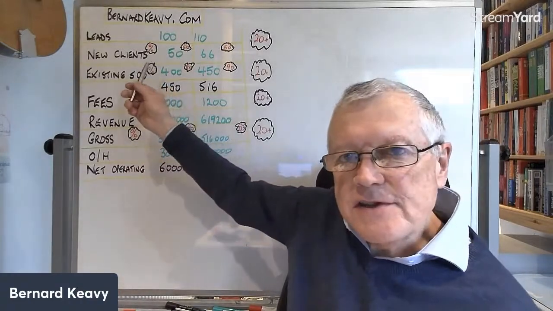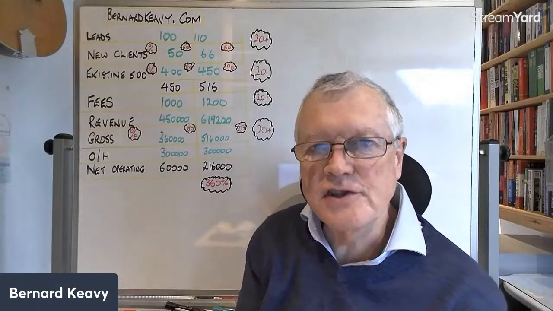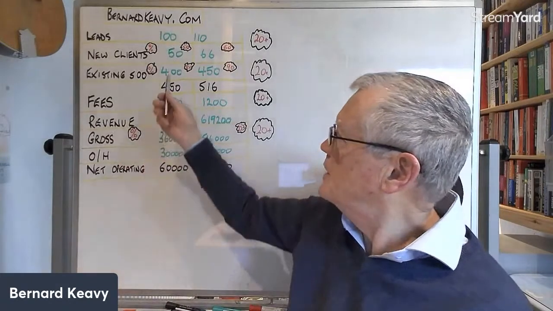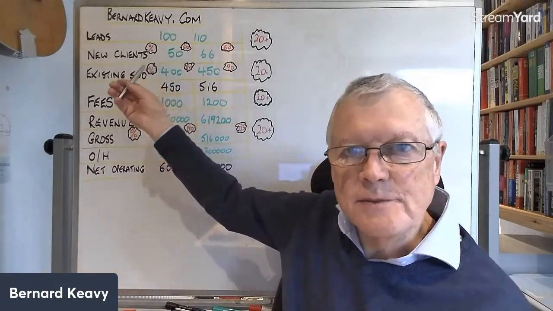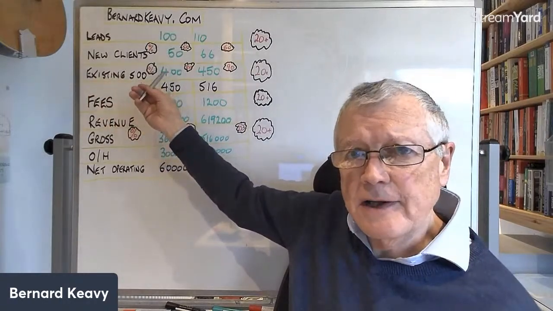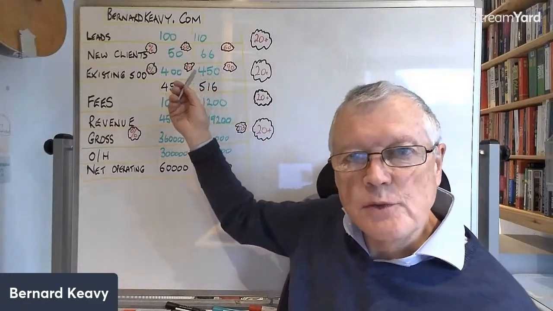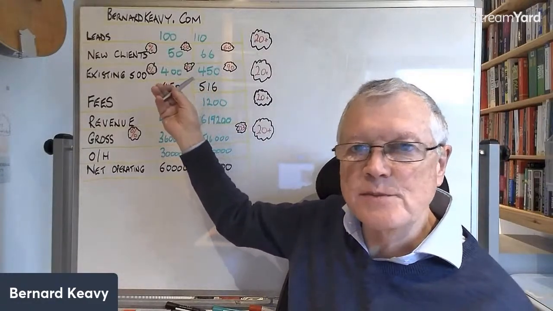What about your existing clients? Let's say you started off, you had 500 at the end of last year, but there's an attrition rate. Well, if you lost 20% of them each year, so you kept 80%, you'd have 400 existing clients on top of the new ones. What if you could get your retention rate up to 90% from 80%?